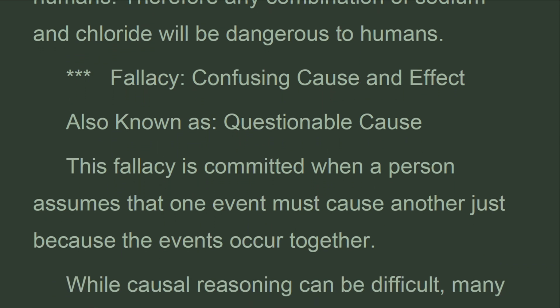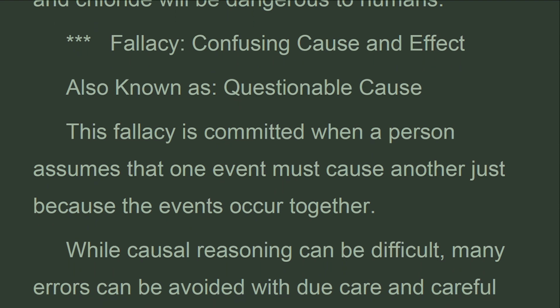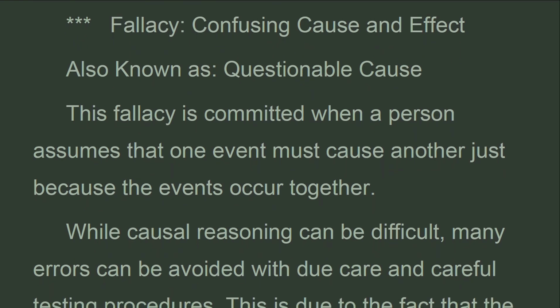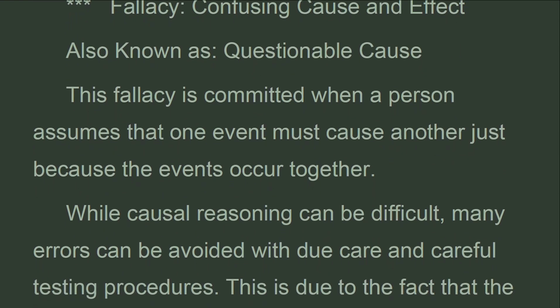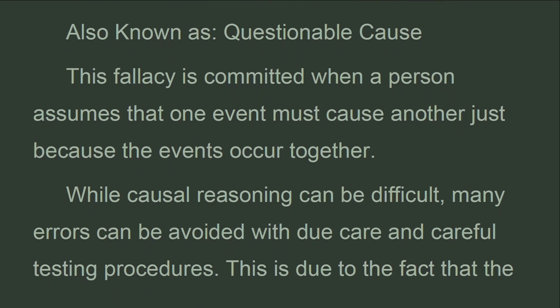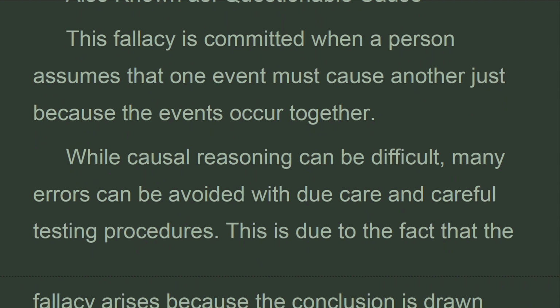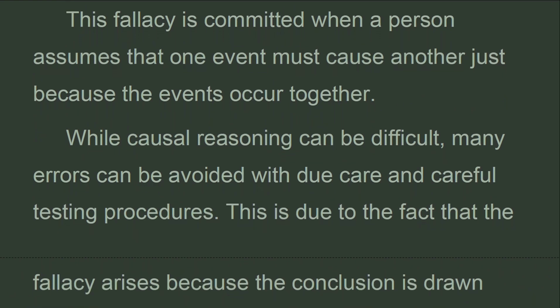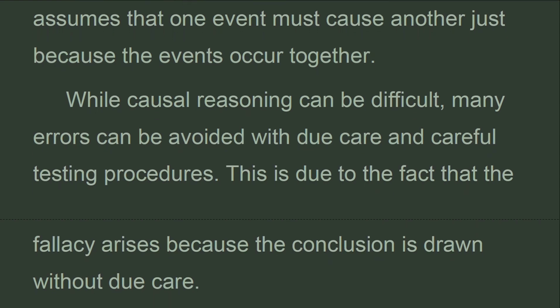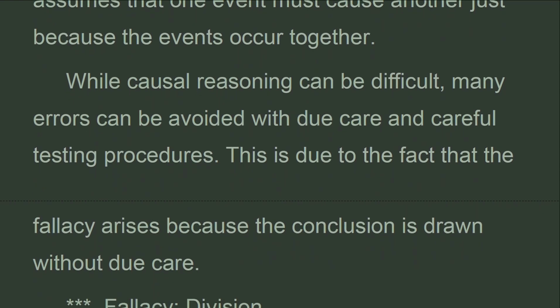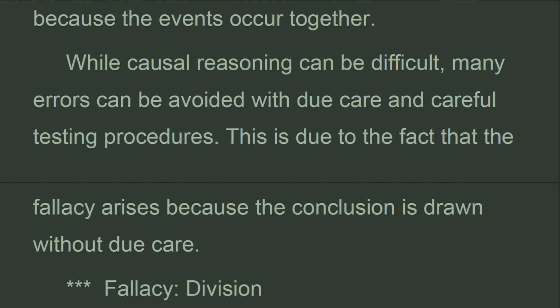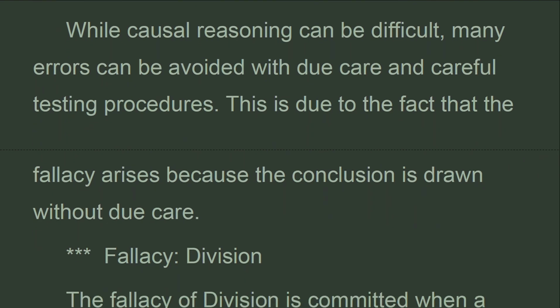Fallacy: Confusing cause and effect. Also known as questionable cause. This fallacy is committed when a person assumes that one event must cause another just because the events occur together. While causal reasoning can be difficult, many errors can be avoided with due care and careful testing procedures. This is due to the fact that the fallacy arises because the conclusion is drawn without due care.